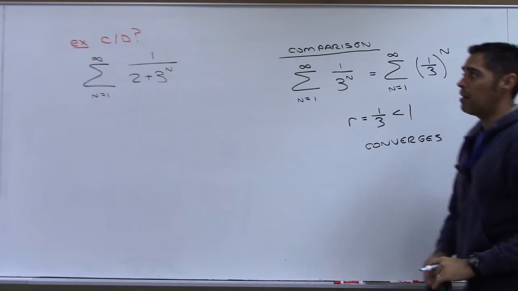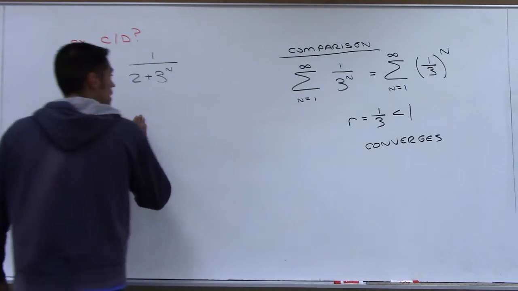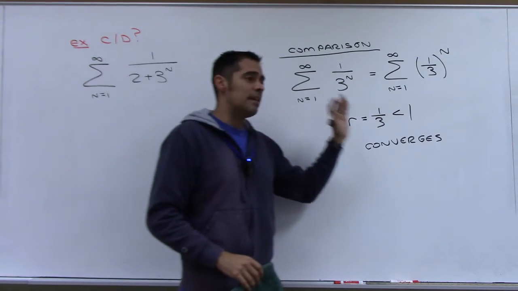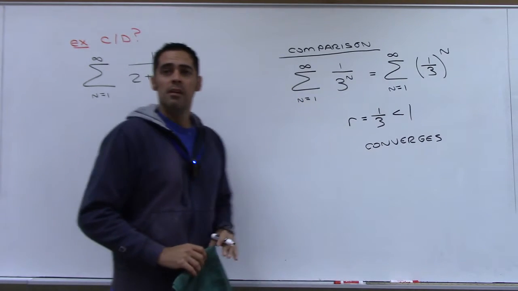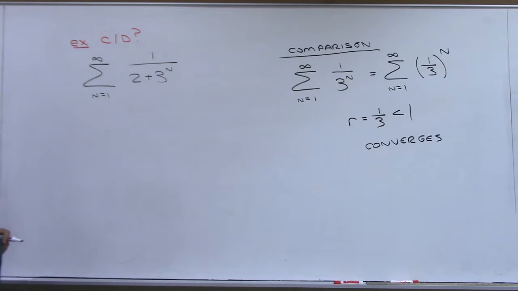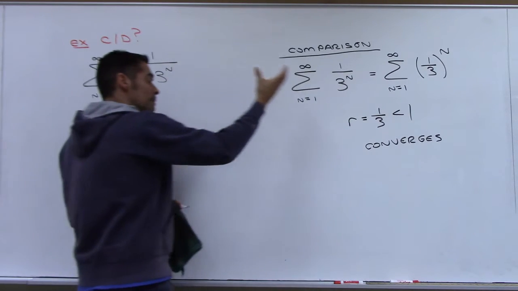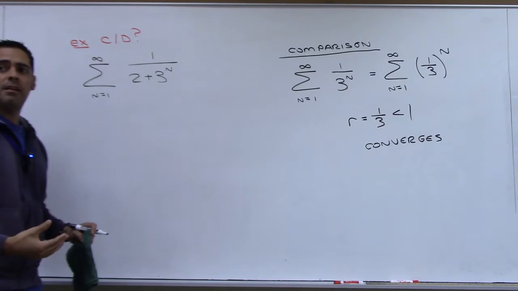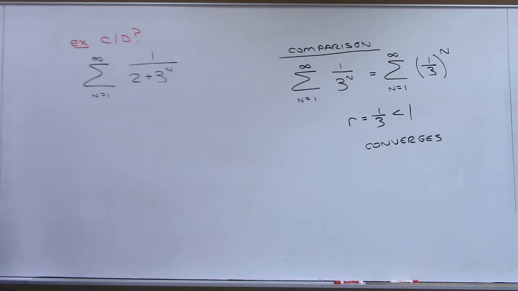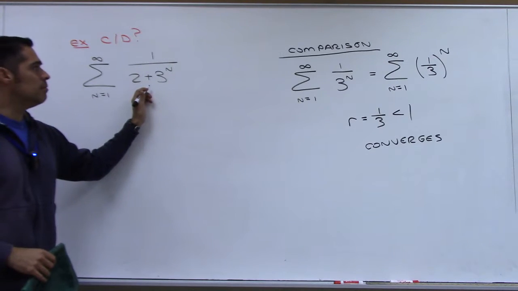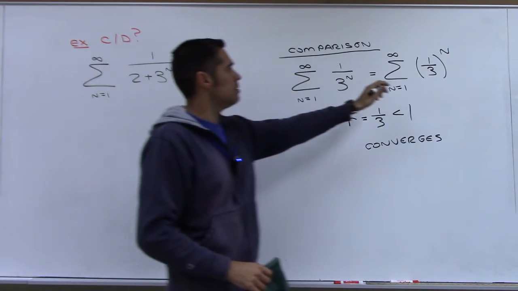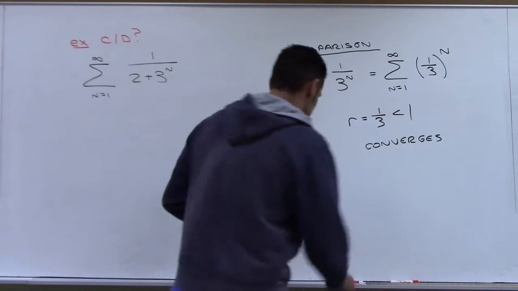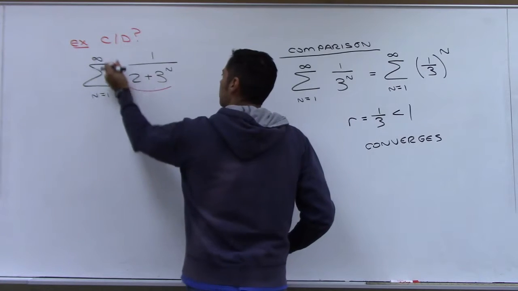Okay, so here's where we are. I have a series. I didn't know what it did. So I chose to compare it to this series, which turns out to be a convergent geometric series. Whenever you have something to compare it to that's convergent, what inequality do we need to show? This one has to be what compared to this? Less than. So this one right here is our A sub n.